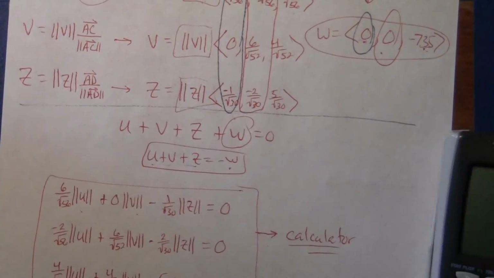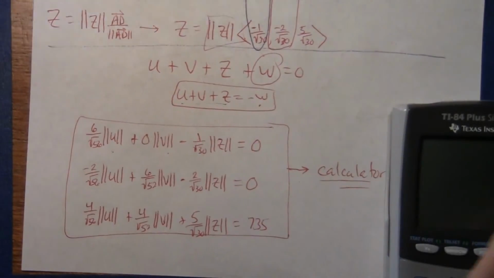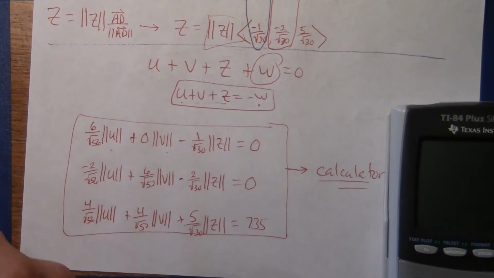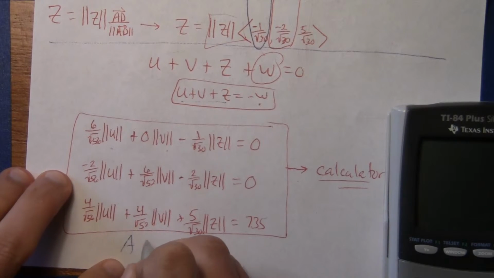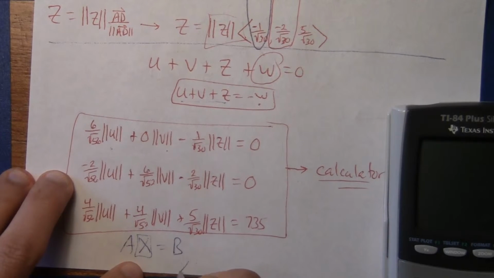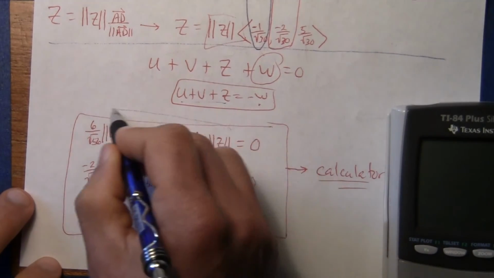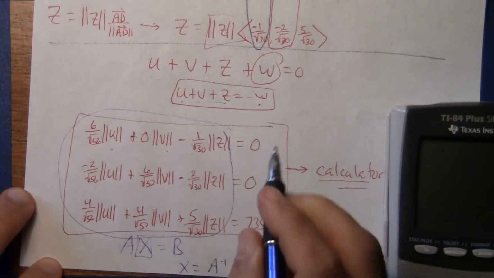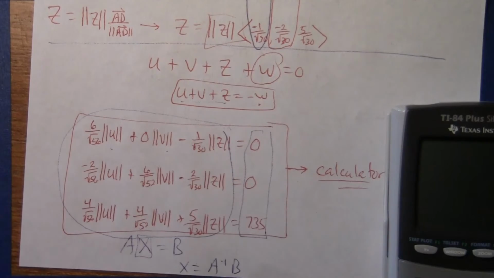And so what you're going to hopefully remember from chapter 8 is that when you have this, we have A times X. X is considered to be our variable matrix, is equal to B. To solve for X, you would say that X is equal to A inverse times B. So I need to write a coefficient matrix, that's the A, and then there is my B, my answer matrix.